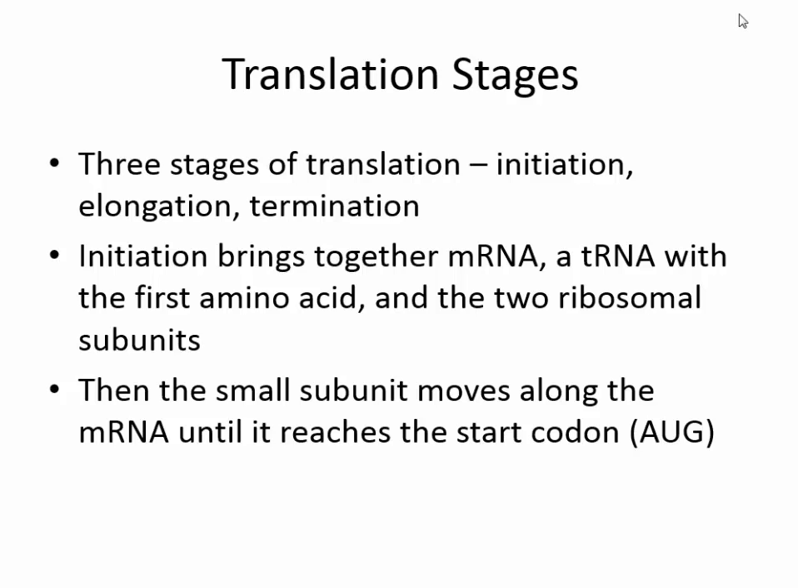Like transcription, there are 3 translation stages too: initiation, elongation, and termination. Initiation brings together the messenger RNA, a tRNA with the first amino acid, and the 2 ribosomal subunits. Then the small subunit moves along the messenger RNA until it reaches the start codon, which is always AUG. And we know that that codes for methionine.